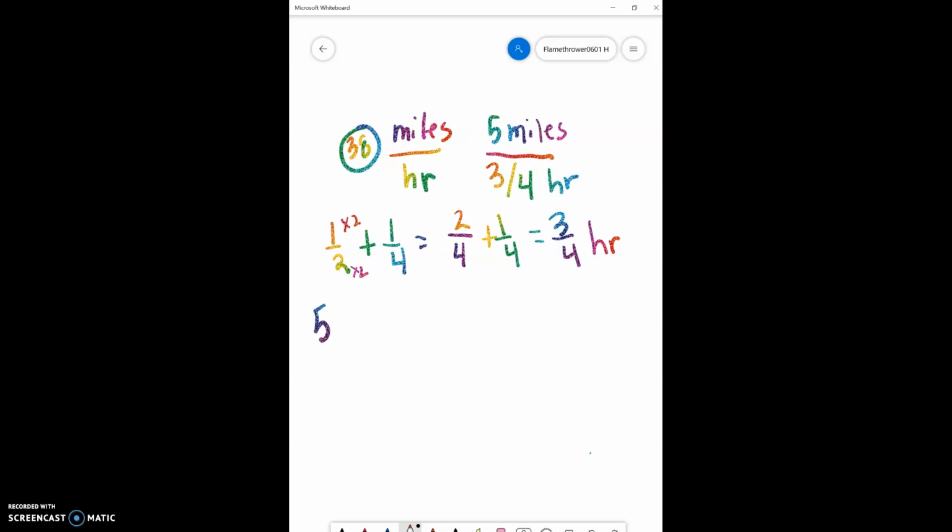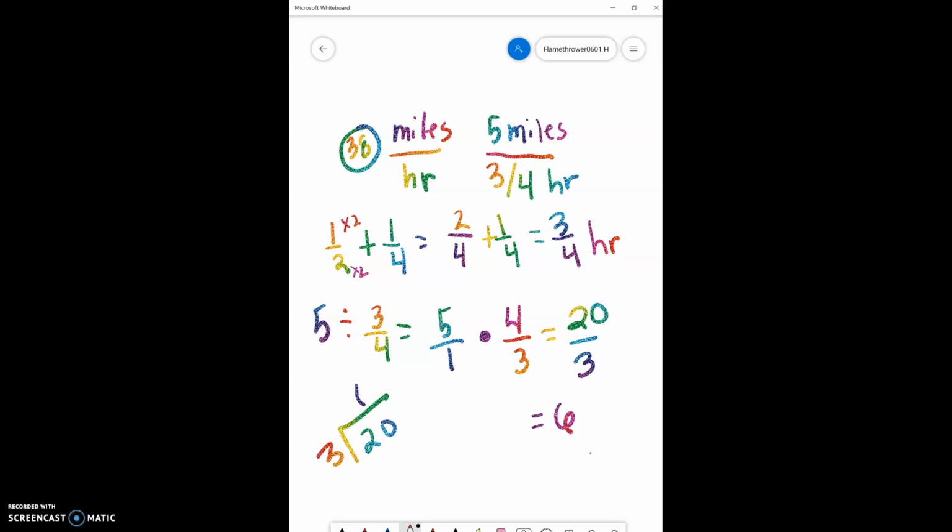So let's come down here and do 5 miles. Let's just do 5 divided by 3/4. So keep 5, change it to multiplication and flip, and you get 20 over 3. 3 will go into 20 6 times. If you need to, go to the side and do your remainder. 6 2/3 miles per hour. So anytime you need to calculate rate of speed, figure out the total miles and divide by the total number of hours.